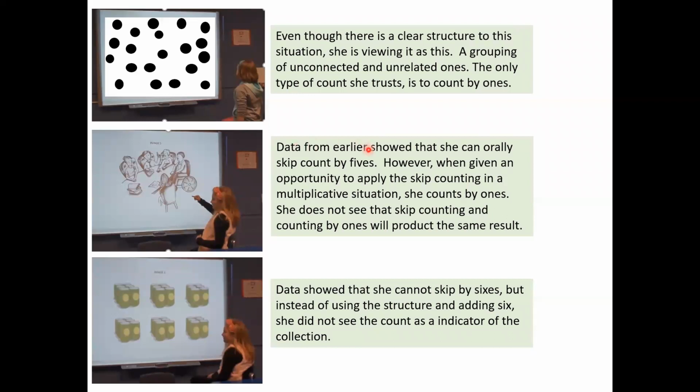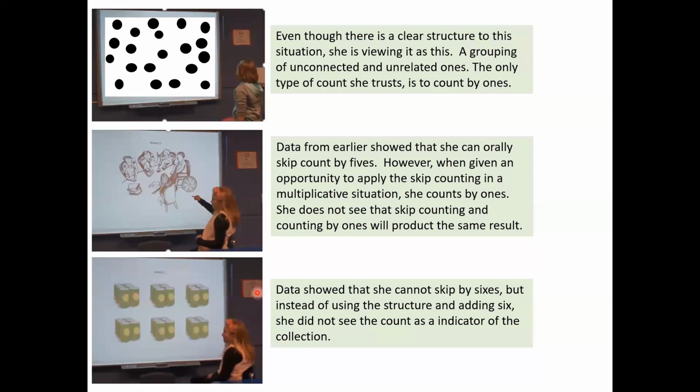And for this one right here, it says, data from earlier showed she can orally skip count by 5s. However, when given an opportunity to apply skip counting to be more efficient in a multiplicative situation, she chose to count by 1s. So again, she can count by 5s, but she's not using it. Why is she not using it? Because she's not making a multiplicative connection to that situation.